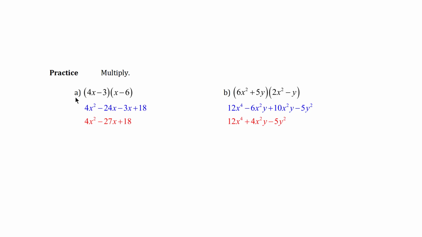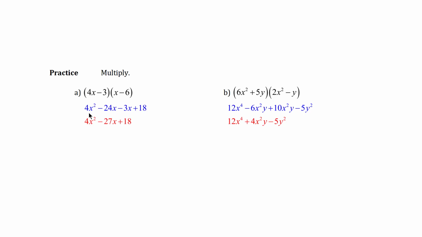Alright, so let's get started with part A. We multiply 4x and x to get 4x squared. 4x times negative 6 is negative 24x. Negative 3 times x is negative 3x. Negative 3 times negative 6 is positive 18.